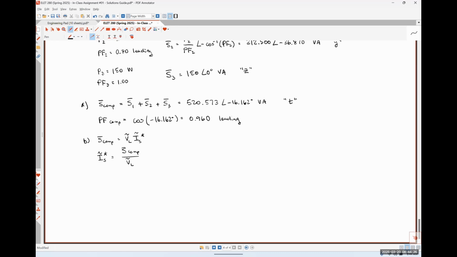So how do you guys think I can get rid of that conjugate there? I mean, realistically, I could just do this math and then flip the sign, but there's a slightly smarter way to do it.